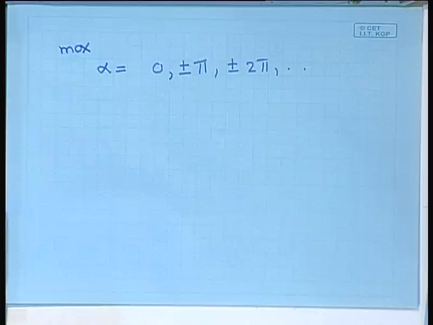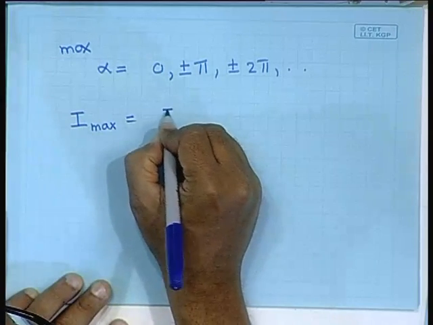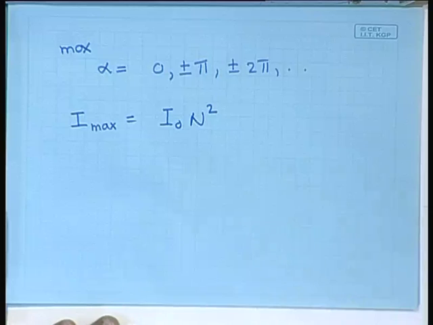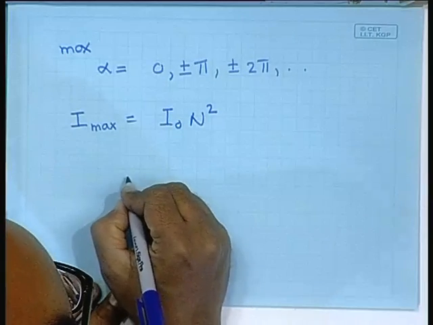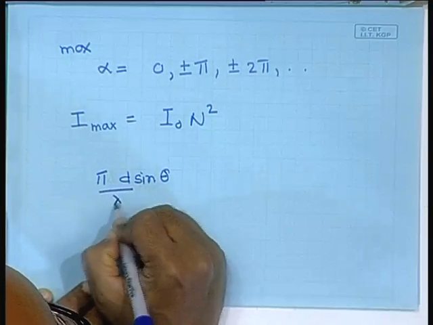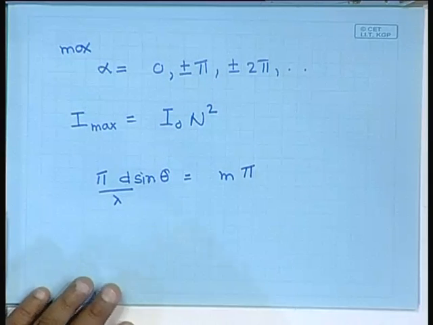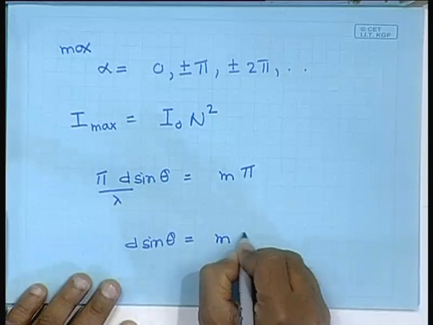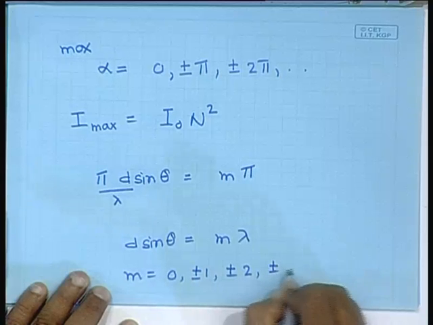The maximum value of the intensity is I naught into n square, and there will be many of them whenever alpha is equal to 0 or plus minus pi or 2 pi, etc. Writing this out in terms of the angle theta, we see that the maximum is going to occur whenever d sin theta pi by lambda is equal to m pi, where m can be any integer 0, plus minus 1, 2, 3, etc., or it tells us that d sin theta is equal to m lambda, where m can have values 0, plus minus 1, plus minus 2, plus minus 3, etc.